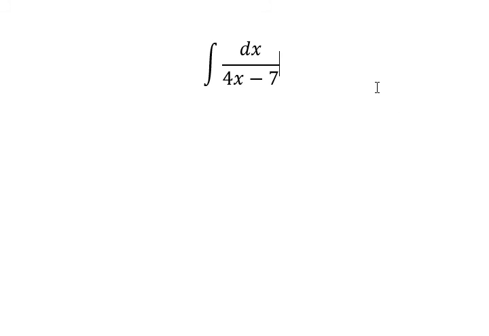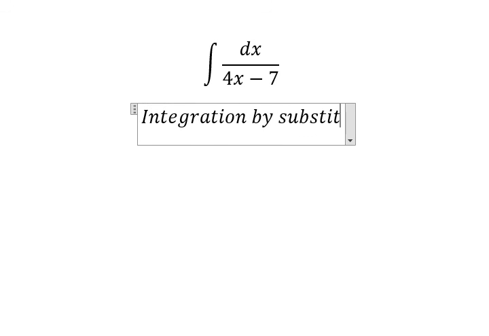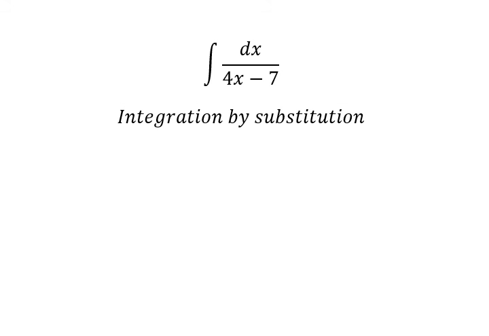Now let's go to the second one. We need to use integration by substitution. So I will put u equal to 4x minus 7. Later, we do first the derivative for both sides.